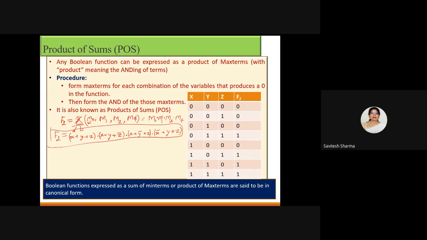So if you are writing any SOP form or any POS form, it is also called canonical form. You please note down. Sometimes they will ask you to write the canonical form. So they are asking you to write any SOP form or POS form. Understand? So don't think that you don't know. This is another name of POS and SOP. So SOP or POS, you can say canonical form. So hope you got it.